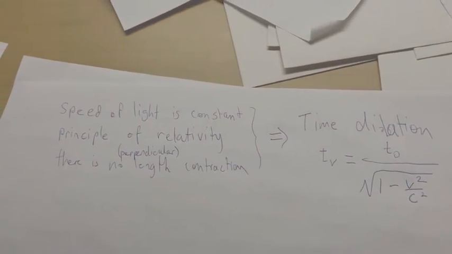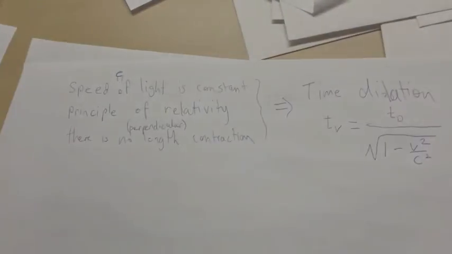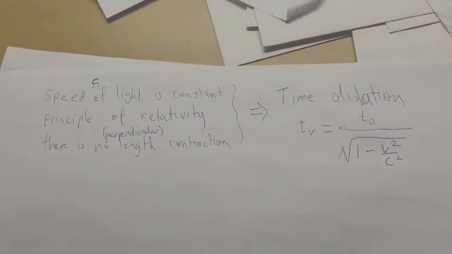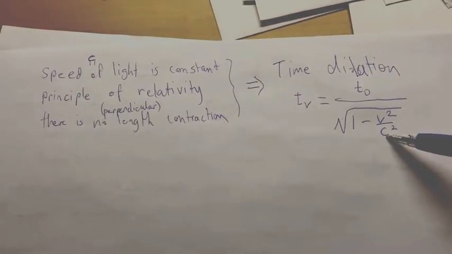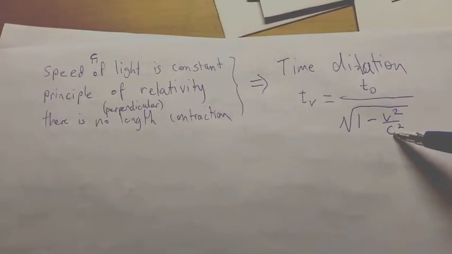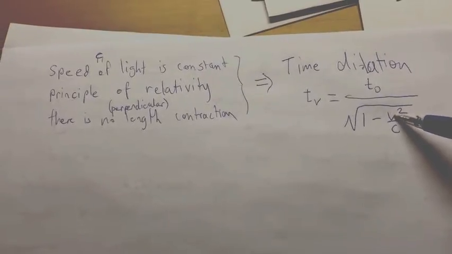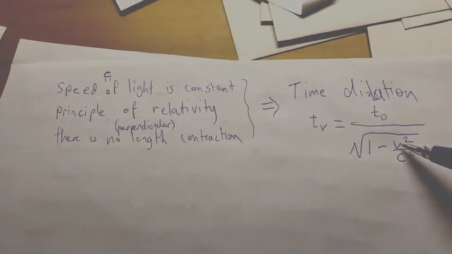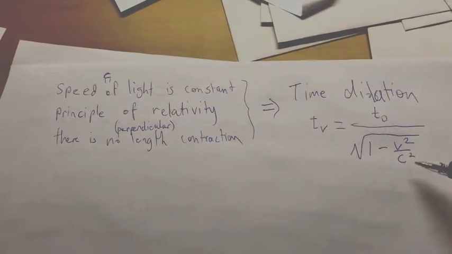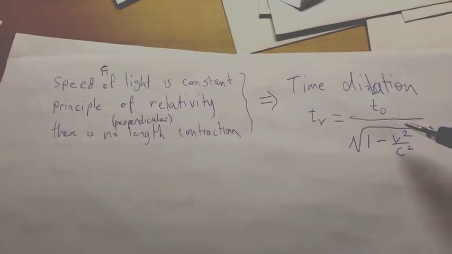So c, we'll call the speed of light c. Okay, so this is the speed of light here, and it's a constant in every inertial frame of reference. It's the same value, and v will be the speed at which the clock is going relative to you. So the faster it's moving, the slower the clock will be.